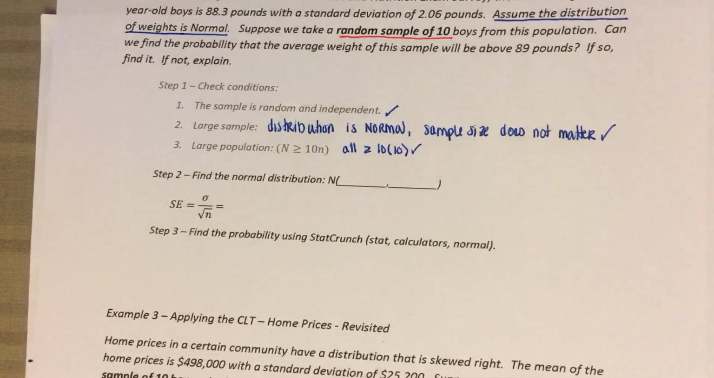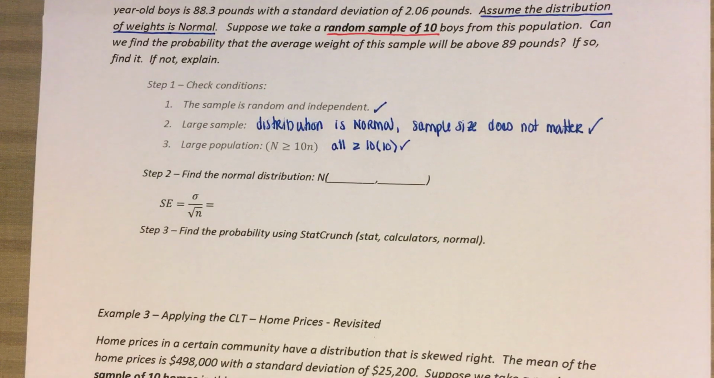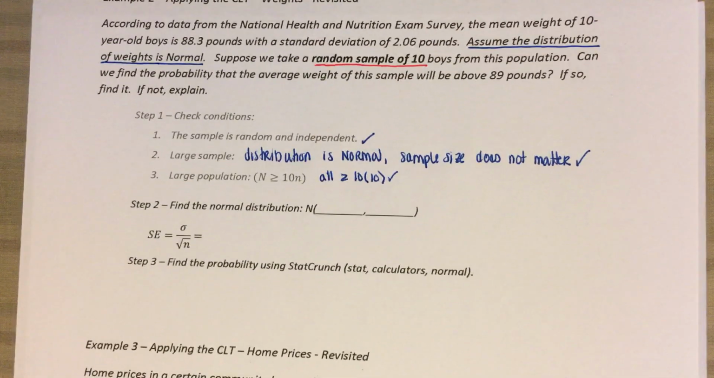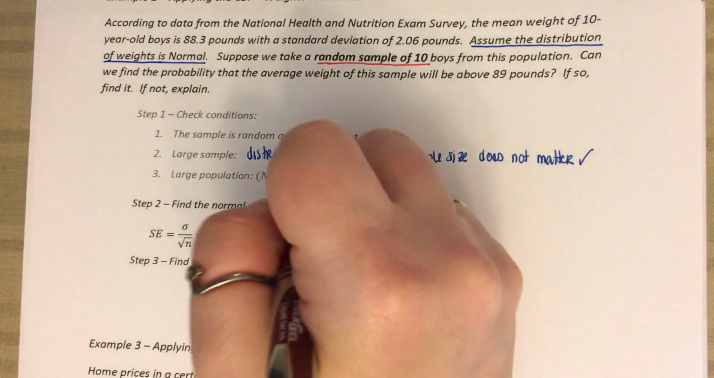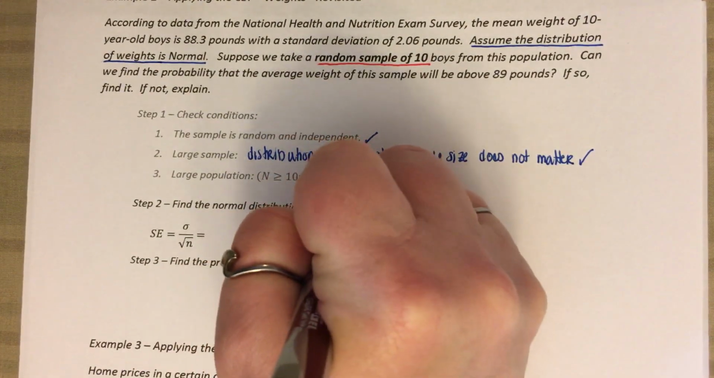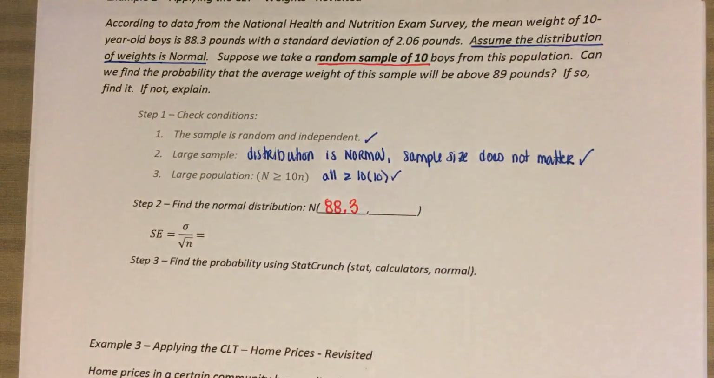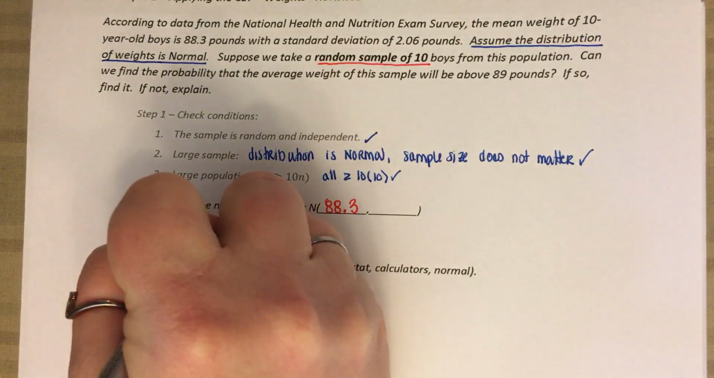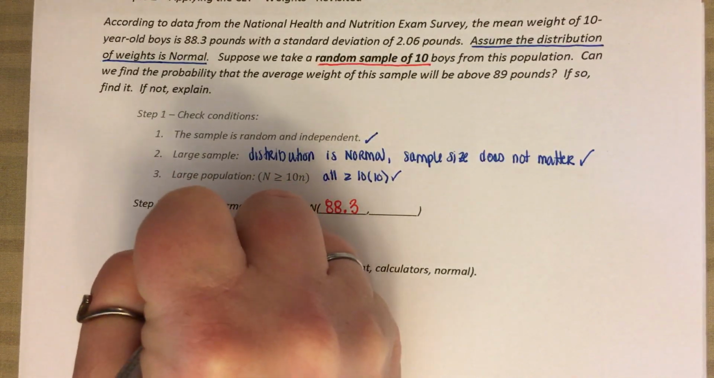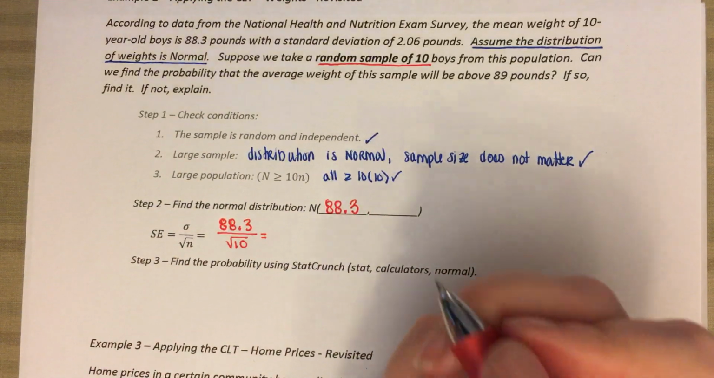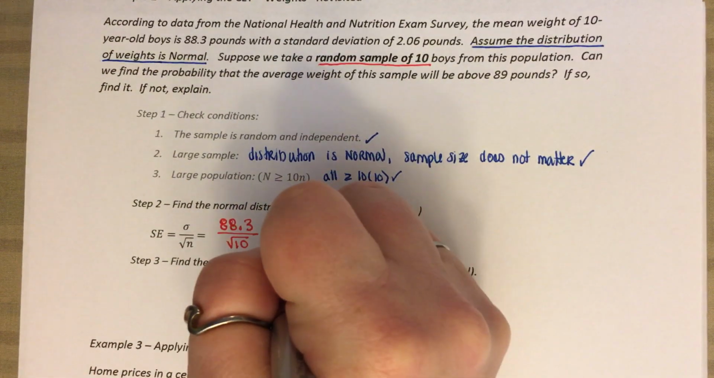Okay, so then to finish this off, we're going to use some information that was listed out on the previous example or that we can find in the paragraph above. Our mean, our mu, is 88.3. To find our standard error, we're going to take 88.3 divided by the square root of 10. That's going to give us 0.651.